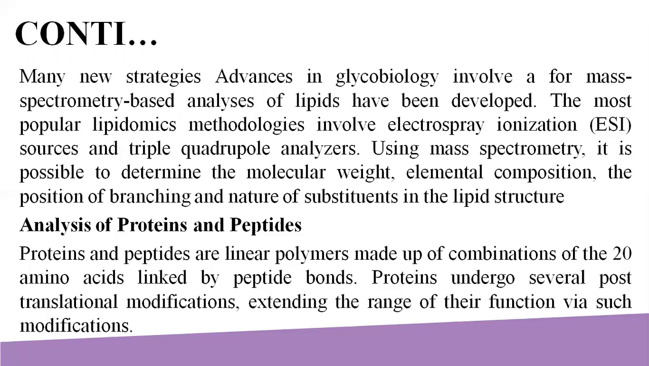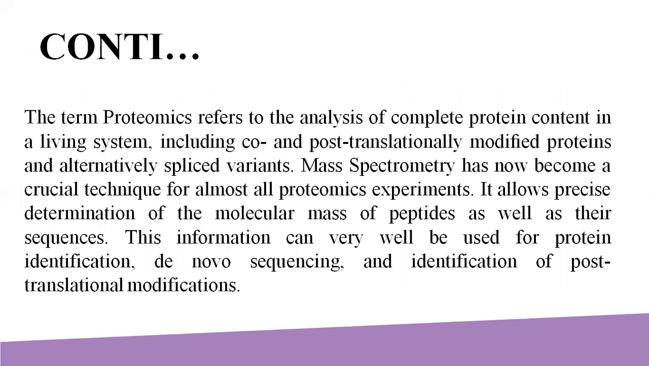Analysis of proteins and peptides. Proteins and peptides are linear polymers made up of combinations of the 20 amino acids that are linked by peptide bonds. Proteins undergo several post-translational modifications, extending the range of their function via such modifications. The term proteomics refers to the analysis of complete protein content in a living system, including co- and post-translationally modified proteins and alternatively spliced variants.